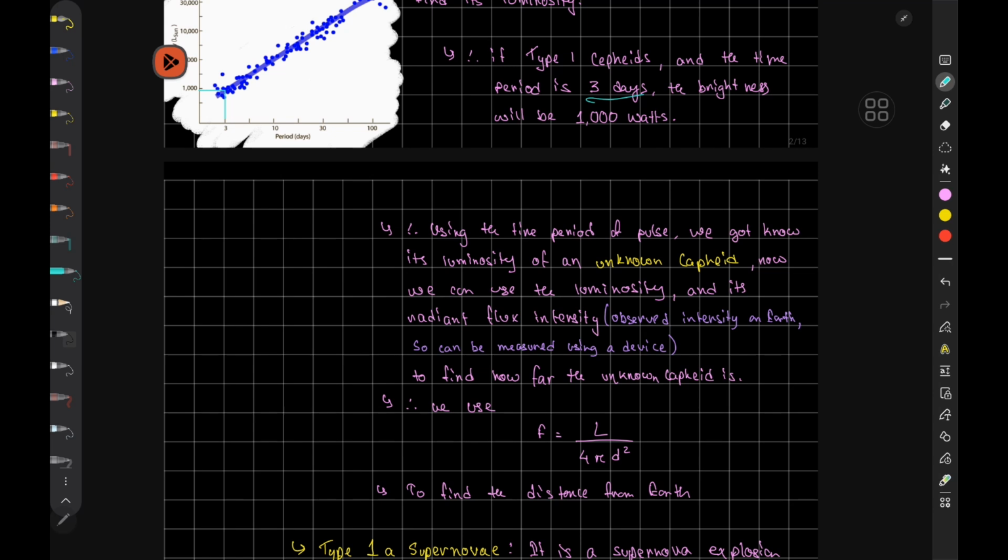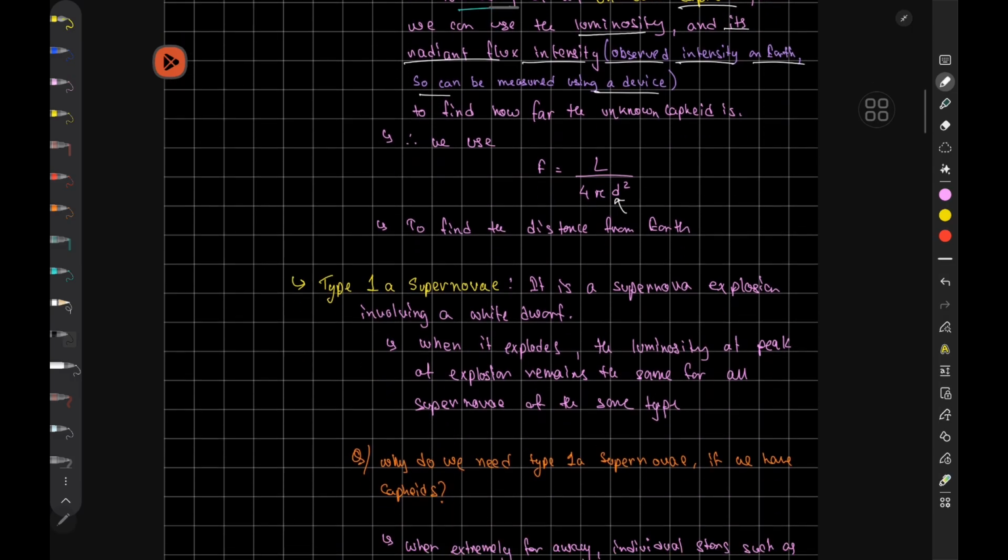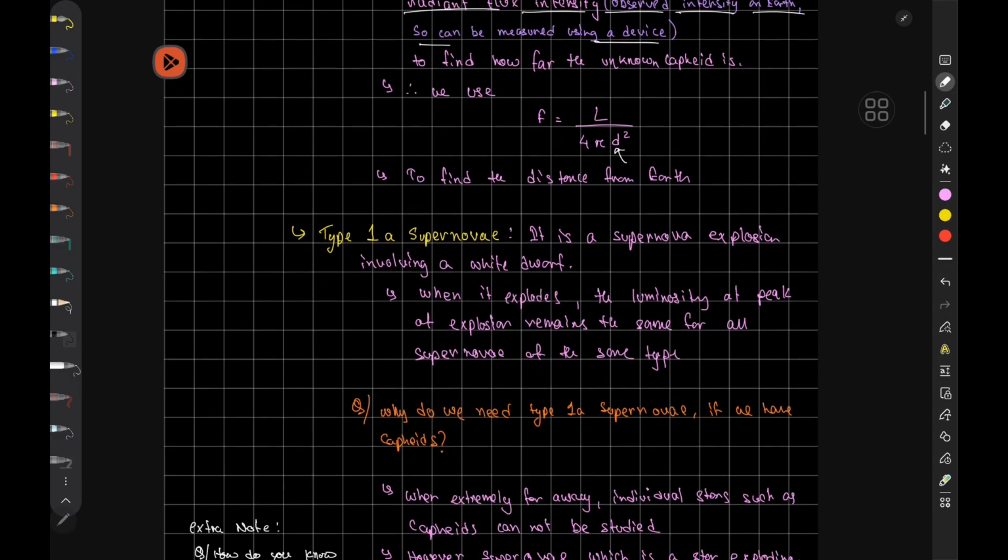Alright. So using the time period of the pulse, we get to know the luminosity of an unknown Cepheid. Now we can use the luminosity and its radiant flux intensity, that is the observed intensity on Earth, which can be measured using a device, and this is used to find ultimately how far away the stellar object is. So we know how to find the distance from Earth of an unknown Cepheid variable that we have not yet classified.